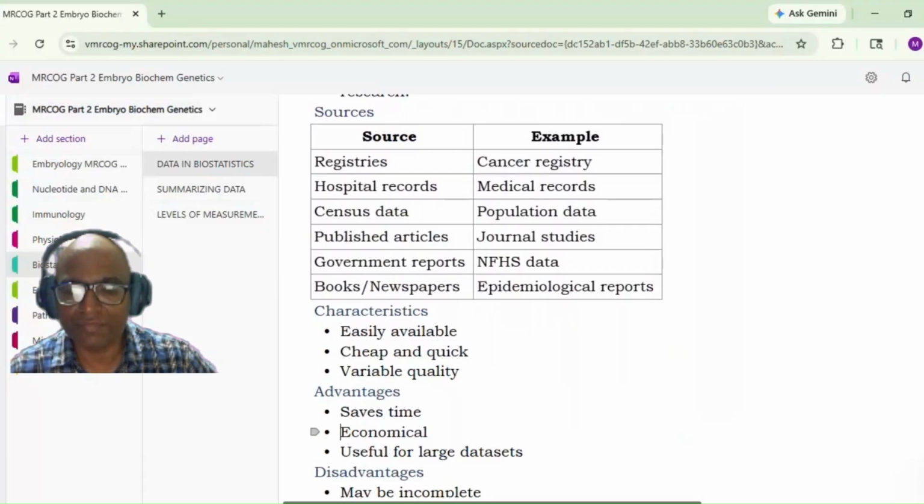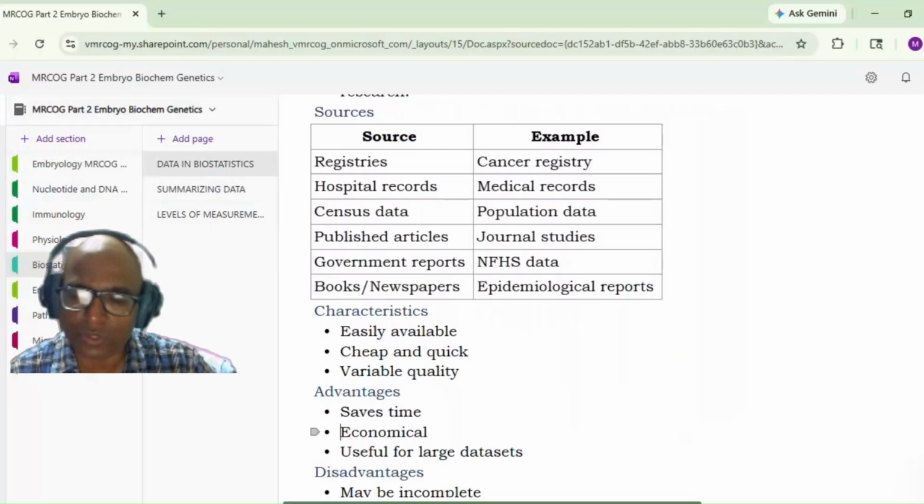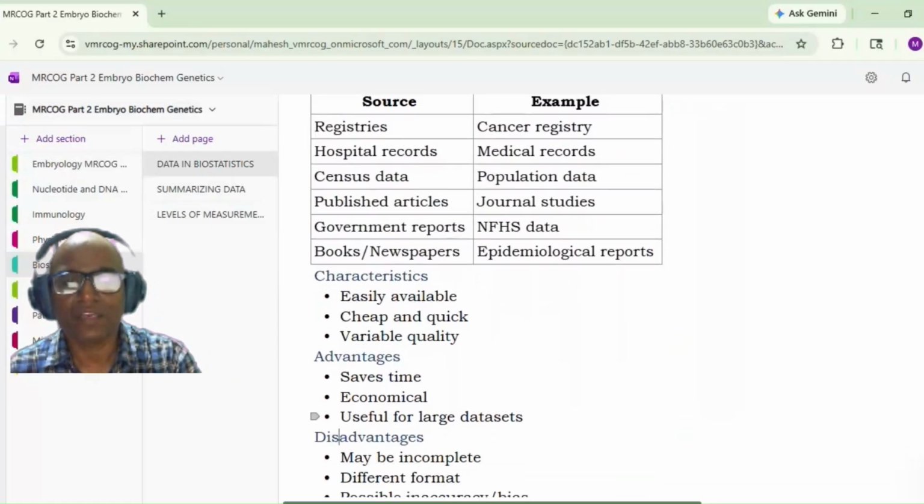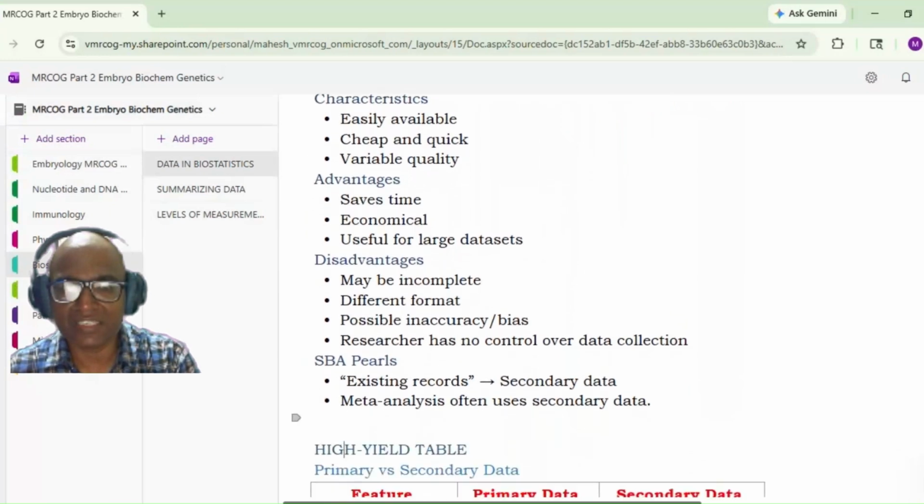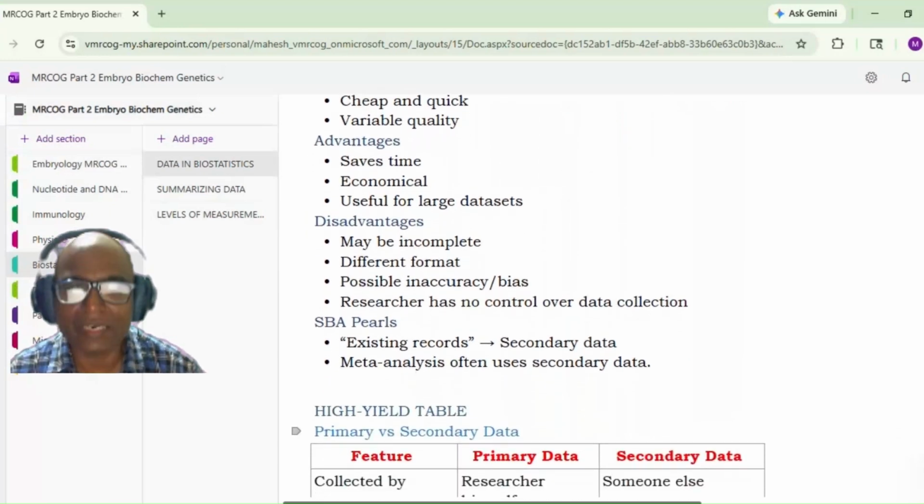The researcher is relying on data collected by someone else, so there may be variability. But it has certain advantages: it will save time, it is economical, and it is useful for large data sets. But there are disadvantages too, because the data may be incomplete, or it may be in a different format.